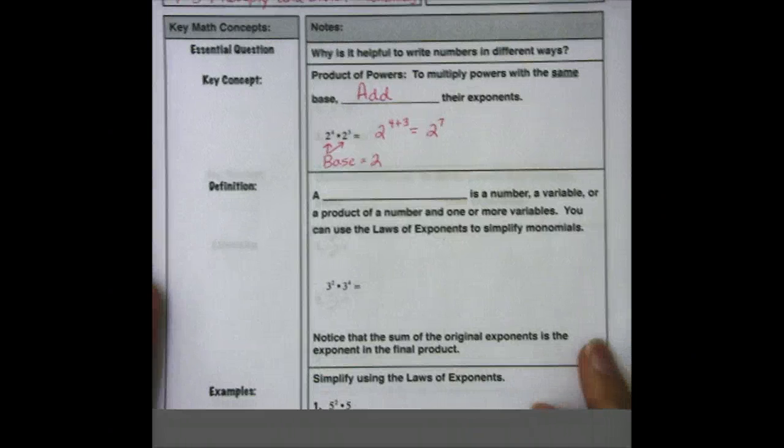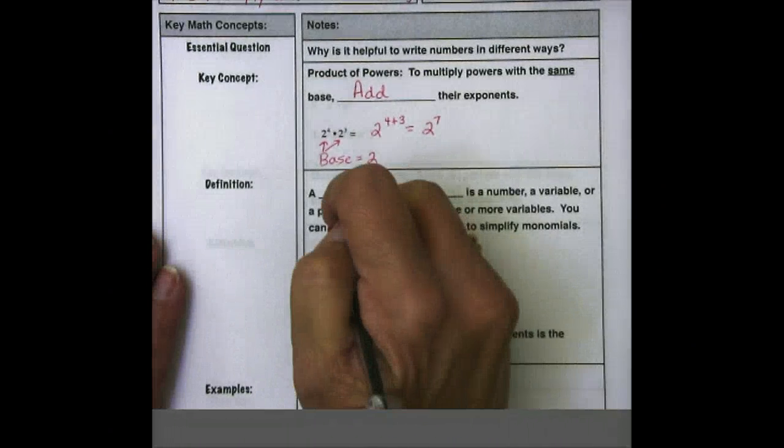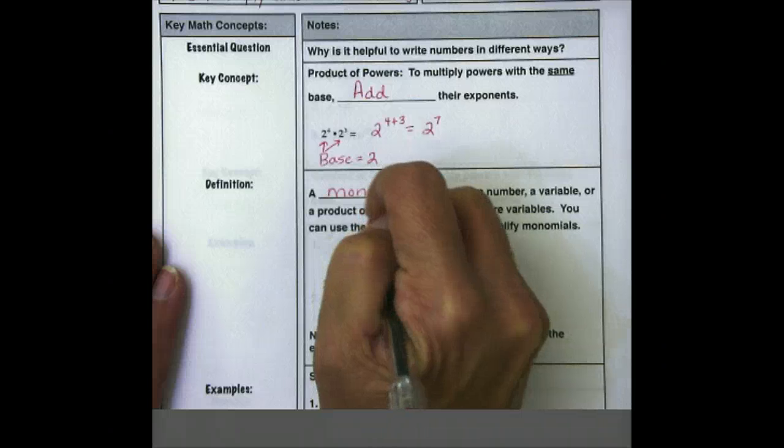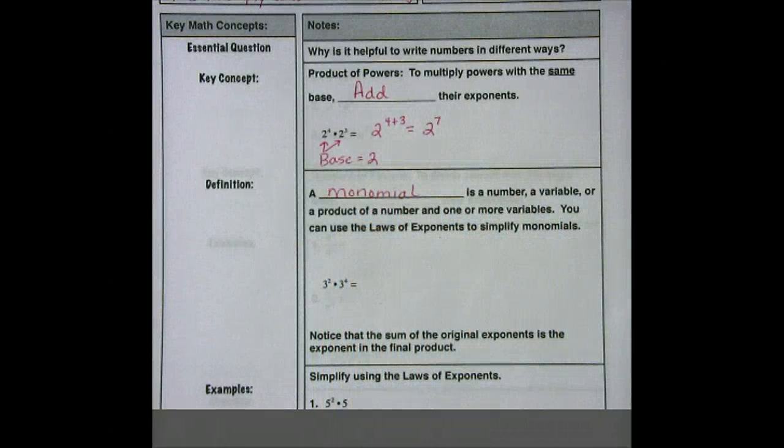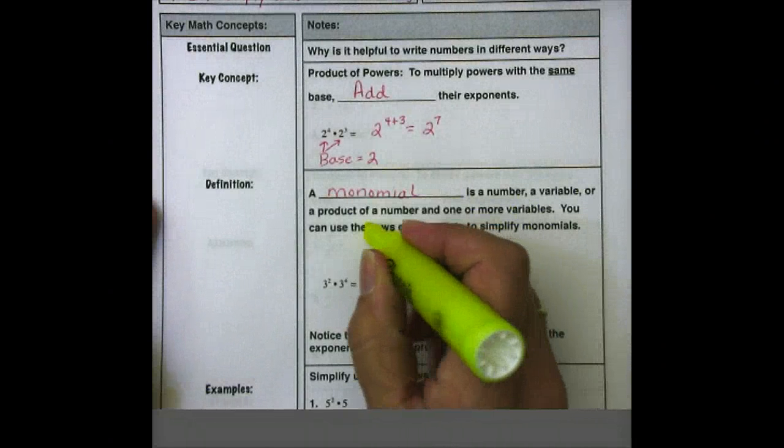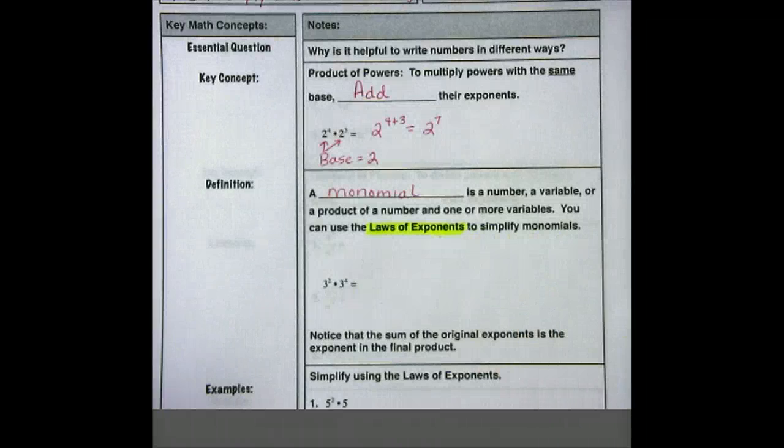Now, we're multiplying and dividing monomials, so we need to talk about a monomial. A monomial is a number, a variable, or a product of a number and one or more variables. You can use the laws of exponents to simplify monomials. What we've been doing in our math minutes is using the laws of exponents. And the laws of exponents are just when the bases are the same and you're multiplying, you add the exponents.